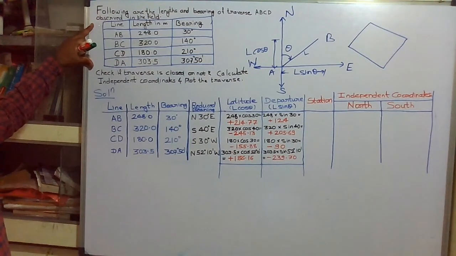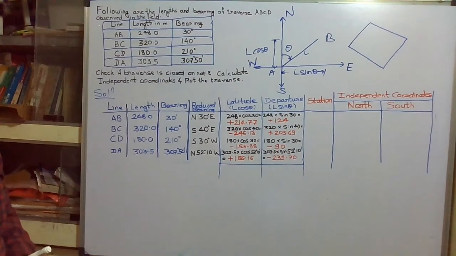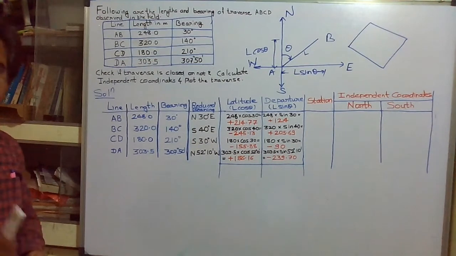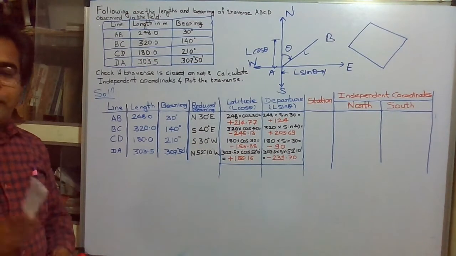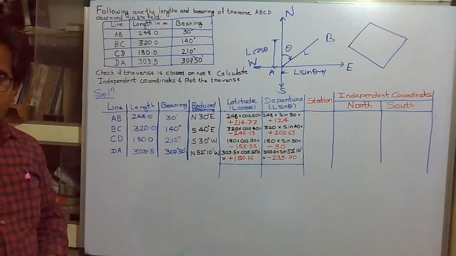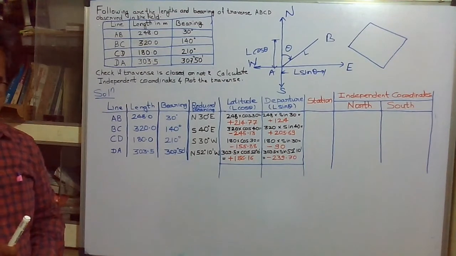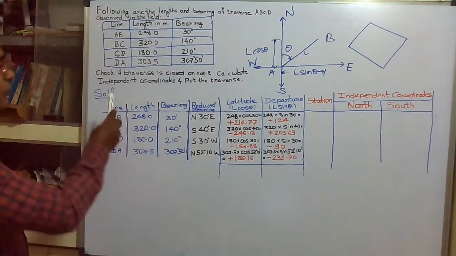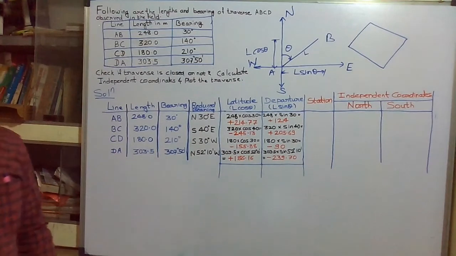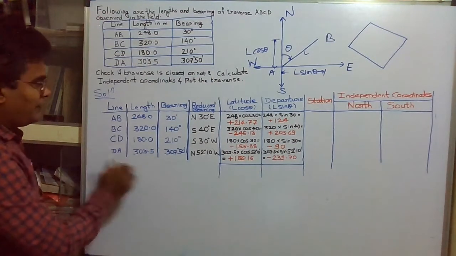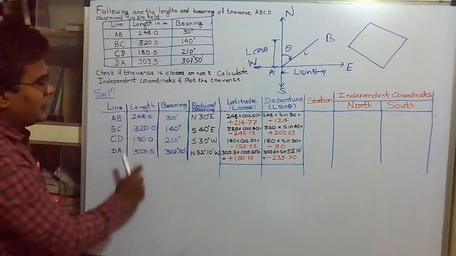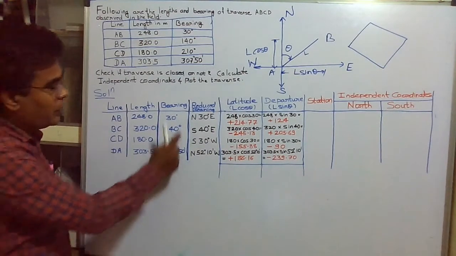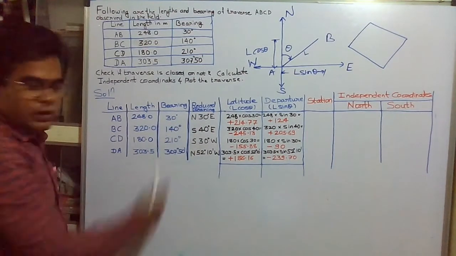Whenever we do surveying, we know the length of the line and its angle. So how do we process this length and bearing of a line in theodolite traversing? I have made this table. I have told you many times what we do. First, suppose these are the lines, this is the length and this is the bearing. Then we have to convert this bearing into the reduced bearing.